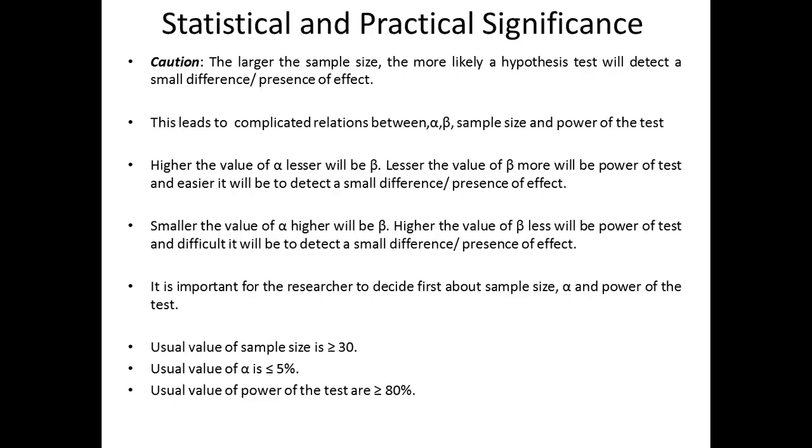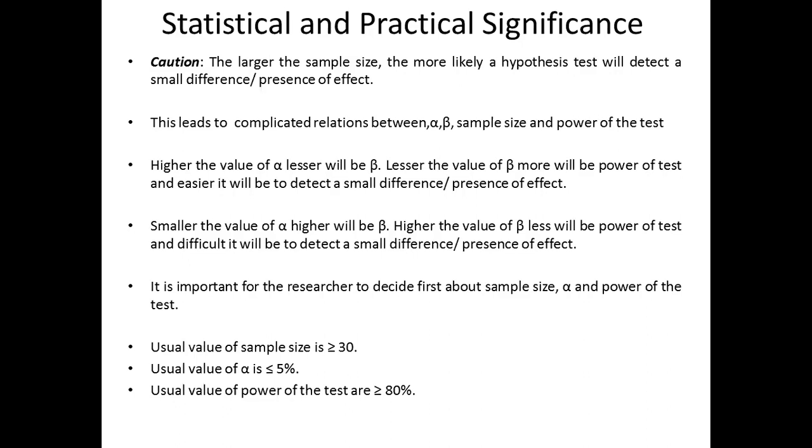In the second case, the smaller the value of alpha that we actually want, the higher will be the beta value that we do not want, and a higher value of beta leads to lesser power of the test, and it becomes difficult to detect a small difference or presence of the effect that we want to explore. So you can see that it's all a game of trade-off. How alpha and beta affect each other, we will look into in the later slides. Now it's important for the researcher to decide first about the sample size, alpha, and power of the test.